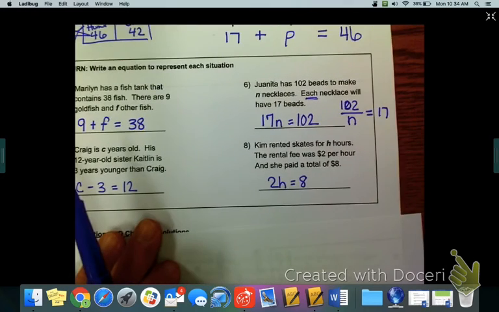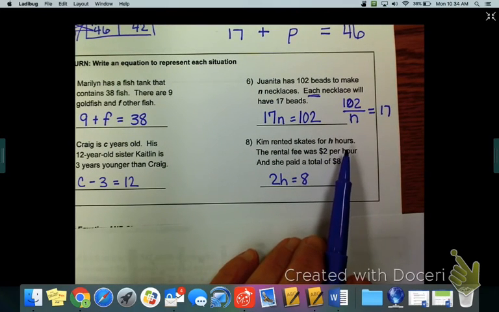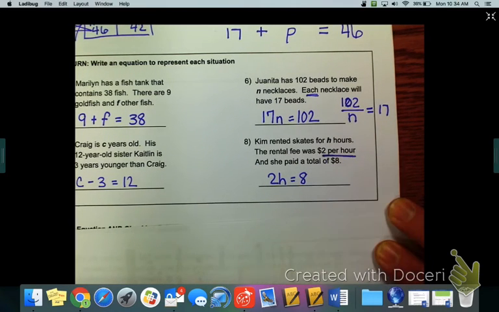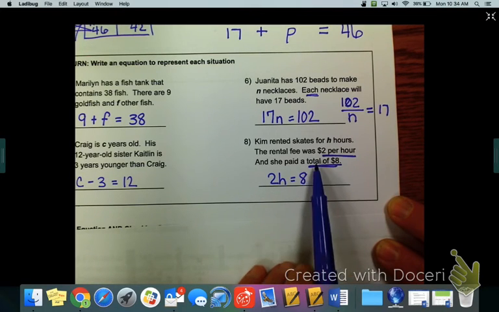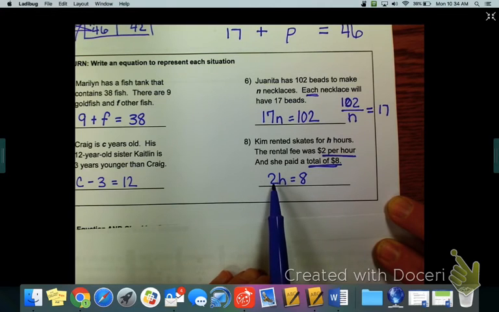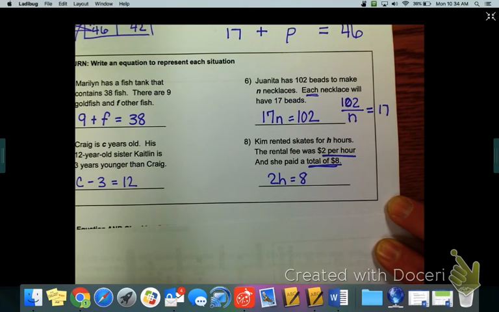And the last one, Kim rented skates for H hours. The rental fee was $2 per hour. That's a key word for me. And she paid a total of 8. I know the total is going to be what it equals. So $2 times however many hours equals the $8 that she spent. Okay?